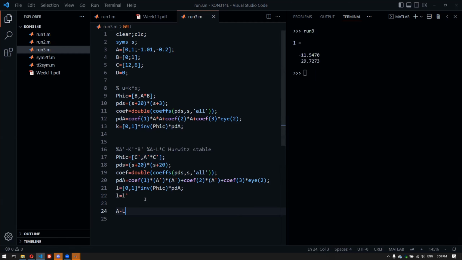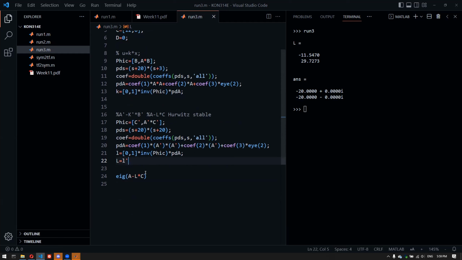Well, let's look at A minus LC. Of course, we should maybe call it capital L. And the eigenvalue of that. There we go. We have the eigenvalues at minus 20. Instead of designing an observer, we kind of took all the transposes here, treated it like a control problem, like a state feedback controller, solved it, and then took the transpose.